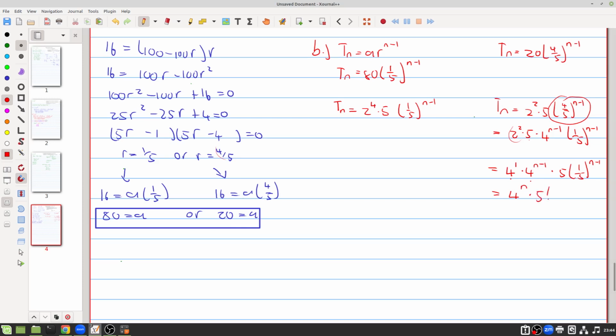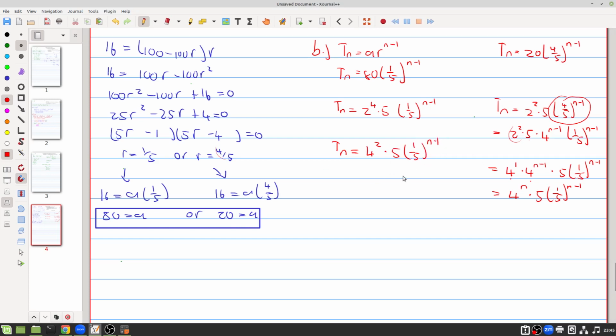Okay, times 5 to the power 1 over 5 to the power n minus 1. Okay, so now it's pretty similar. So this one here has 2 to the power 4, which I'm just going to rewrite as 4 squared, just so we have the same basis. So here we have now 2 to the power 4 is the same as 4 to the power 2, right? Both of them are equal to 16. 5, 1 over 5 to the power n minus 1.